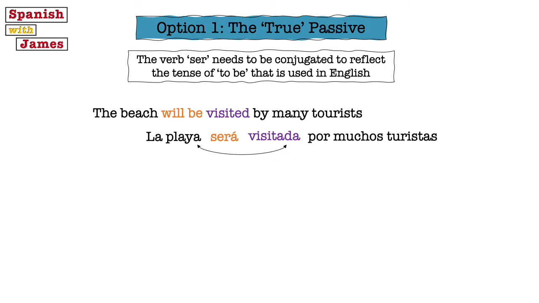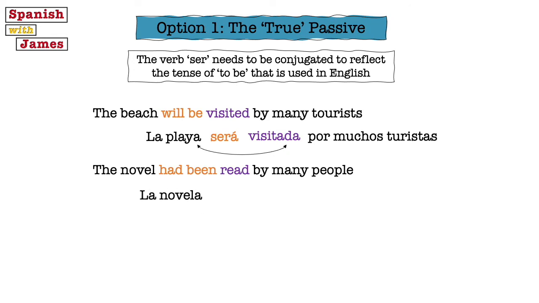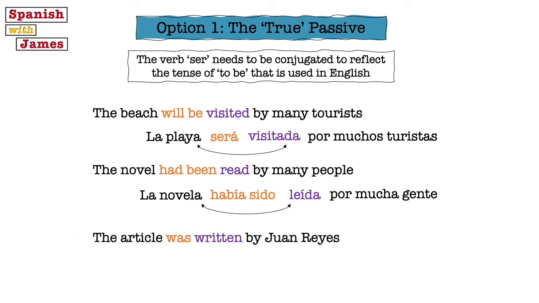Let's look at another example for this true passive. The novel had been read by many people. So here we've got the pluperfect tense, el pluscuamperfecto. La novela, and then had been, había sido, and then read, which would be leído, and again it's a feminine noun, la novela, so it's going to become leída por mucha gente. So we've got feminine noun, feminine adjective.